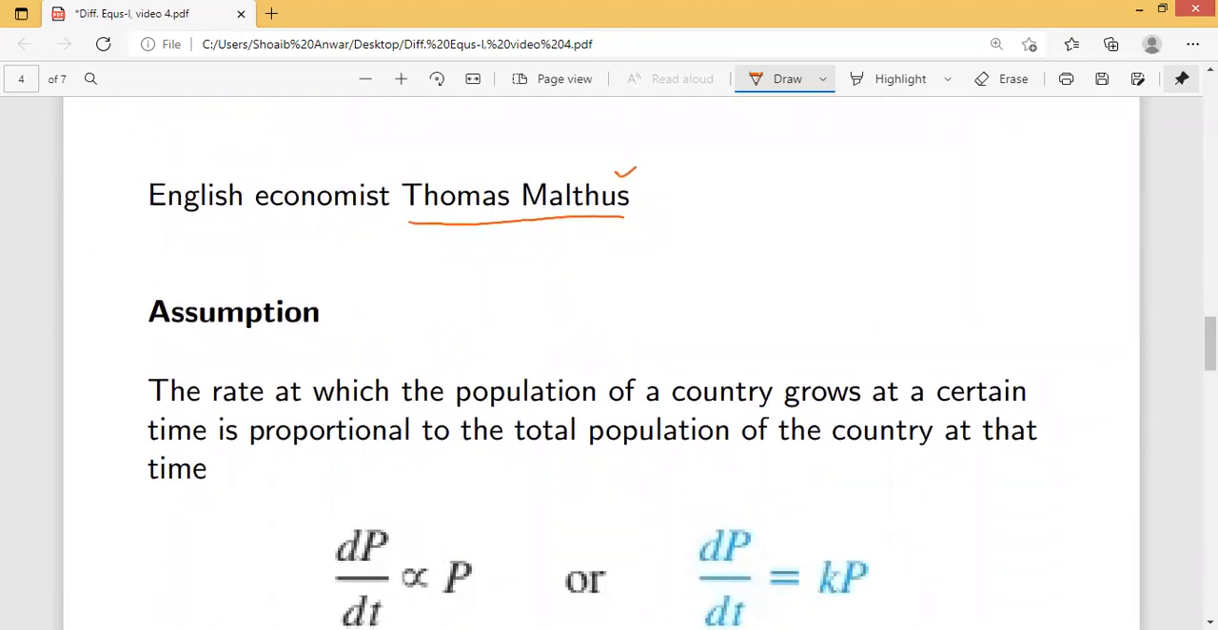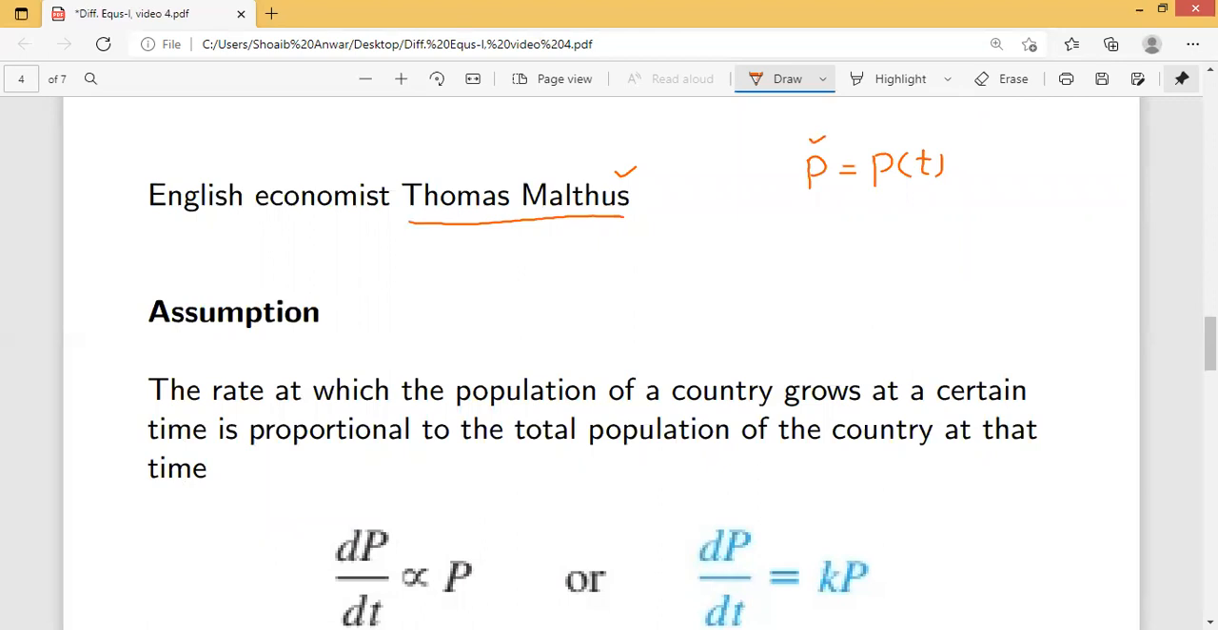What was that assumption? He assumed that the rate at which the population of a country grows at a certain time is proportional to the total population of the country at that time. He considered population to be a function of time, represented by P. P is equal to P of t.